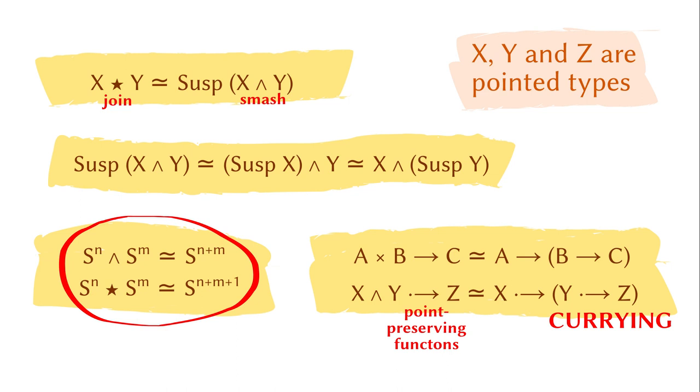These are quite cool. The smash of two circles will give you a sphere. There are some nice animations on the internet if you are interested. The bottom right one is also important. It motivates the smash products. They play the same role as pair types for currying but for pointed types, where functions between pointed types need to preserve the distinguished points.